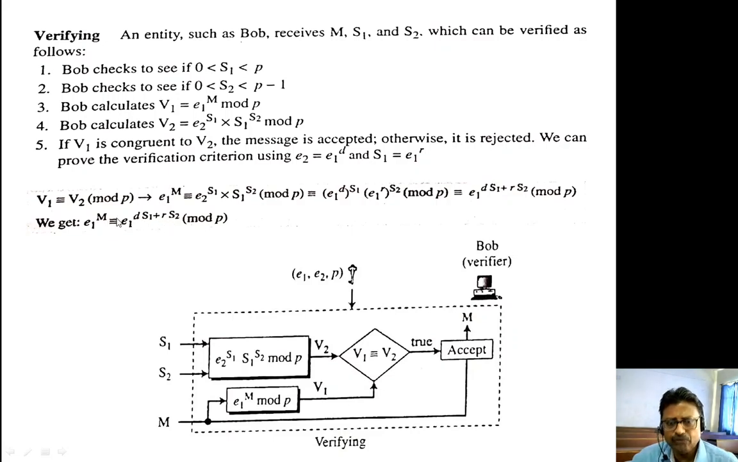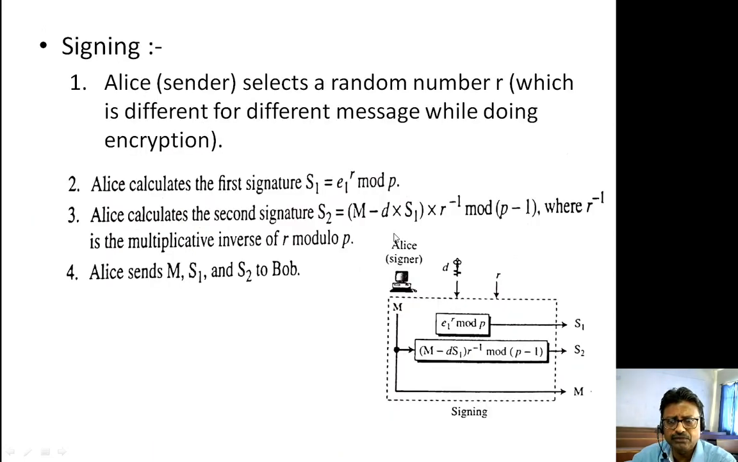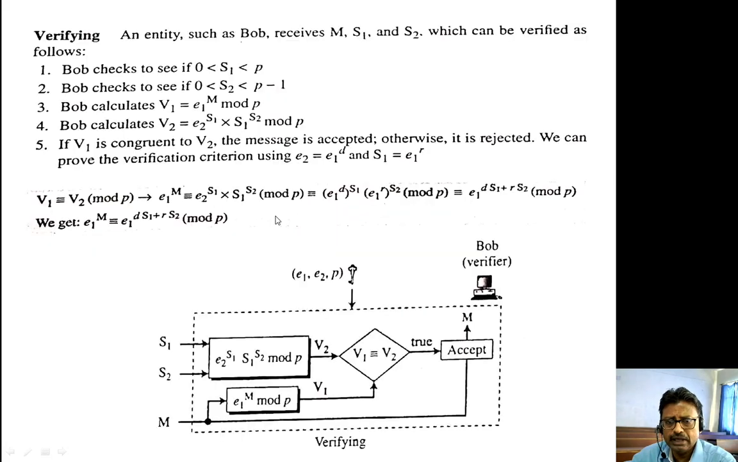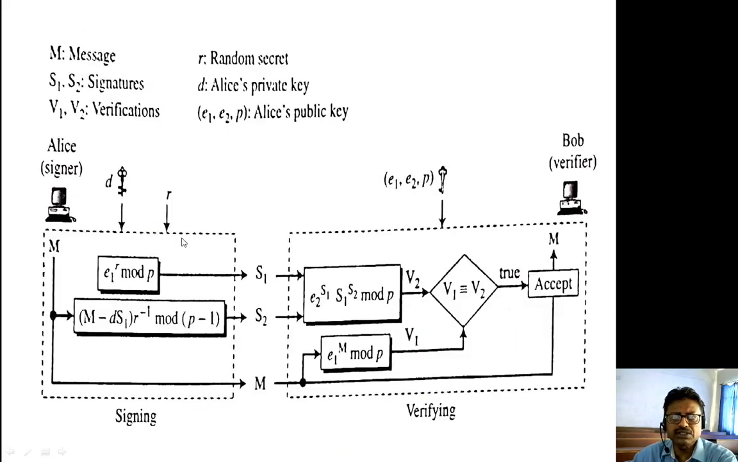So what is M, and what is DS1? S1 we have calculated as this one, and S2 we have already calculated. So this value should be congruent: whatever is the value of E1 to the power M and whatever we get for E1 to the power DS1 plus RS2, if we take the mod value of P, both values are going to become equal. And this is the illustration of the total process performed by this ElGamal digital signature technique.